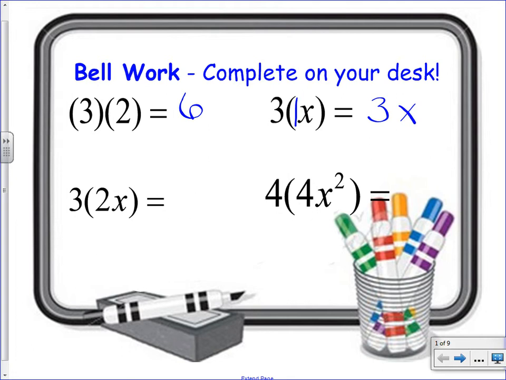How about this one here? Someone who I haven't heard from today. Vanessa? 6x. Very good. Okay, how about the last one? Okay, wait, what's your name? Zach. Very good, 16x squared. So this is the type of math that we're going to be working with today.